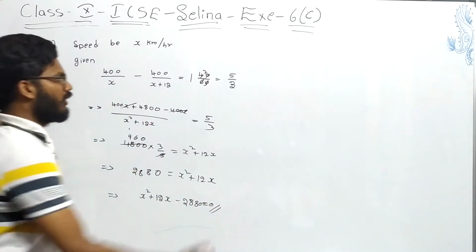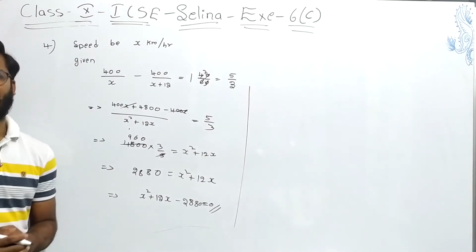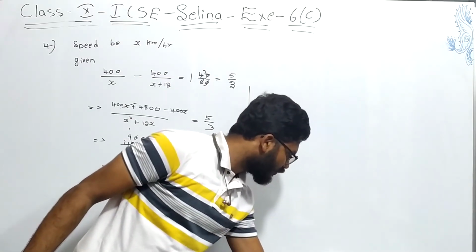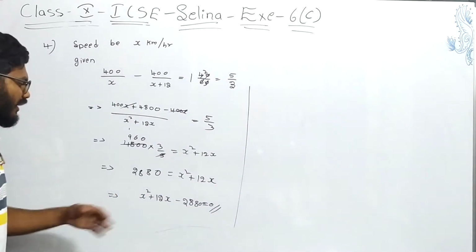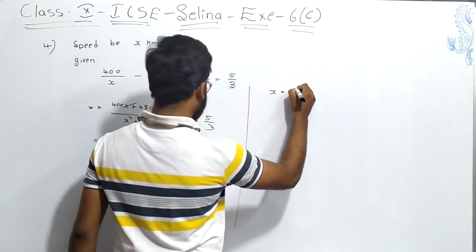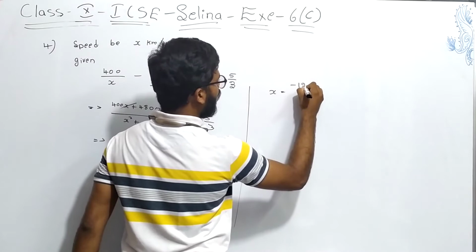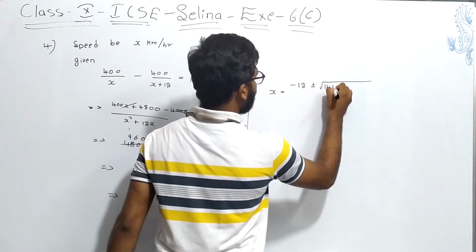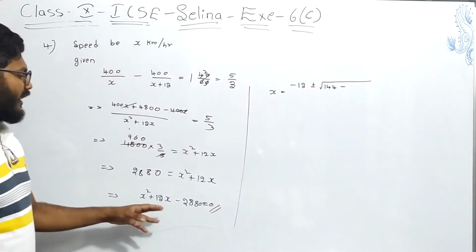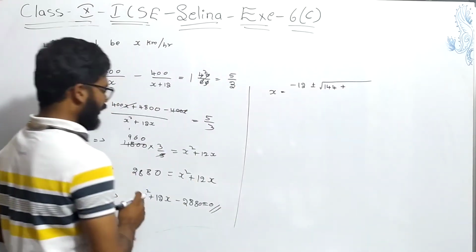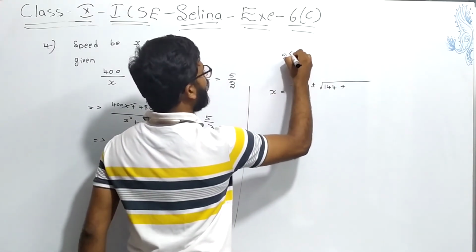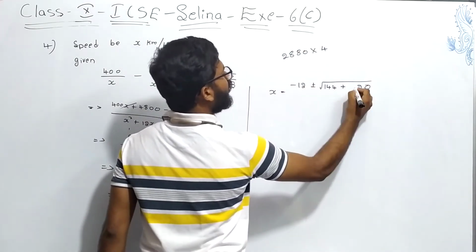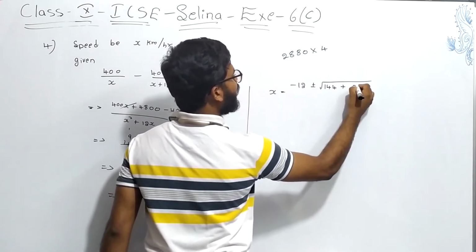Now I have to solve this one. So I am using the formula instead of taking the factors. If you want to take the factors, you will get the factors as 60 and 48. Or else I am using the formula. See here, minus b is nothing but minus 12 plus or minus square root of b square, so 144, minus 4ac, minus into minus is plus. So 4 into a is 1, into 2880. So 2880 into 4. 4 0s are 0, 4 8s are 32, 4 8s are 32. So 32 plus 3, 35, 4 2s are 8.